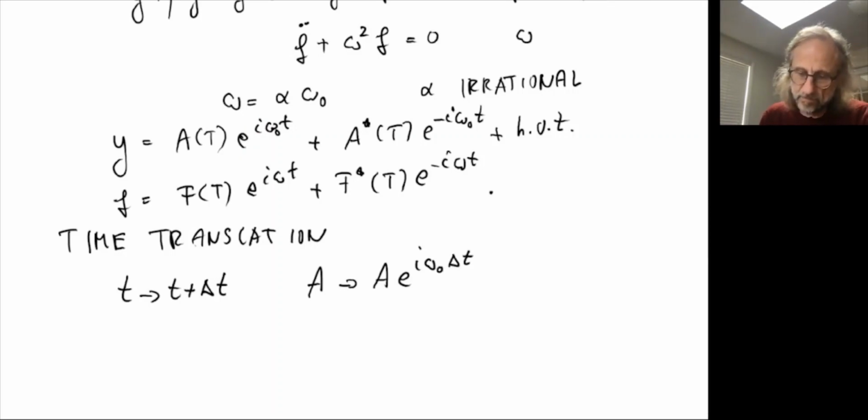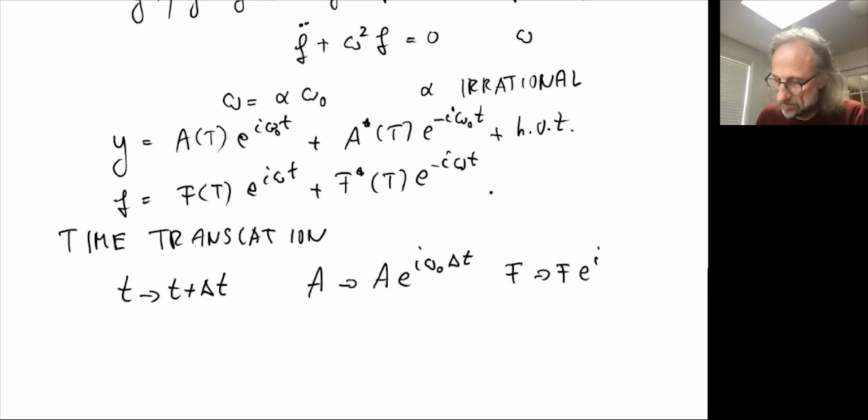Right? So if you shift this t by delta t, you can absorb this e to the I omega delta t into the A. So you have the action on A given by that. And similarly, the action on F is F goes to F times e to the I omega times delta t. So the important point is that this phase factor and this phase factor are different from each other. Okay, good. So then what did we do?